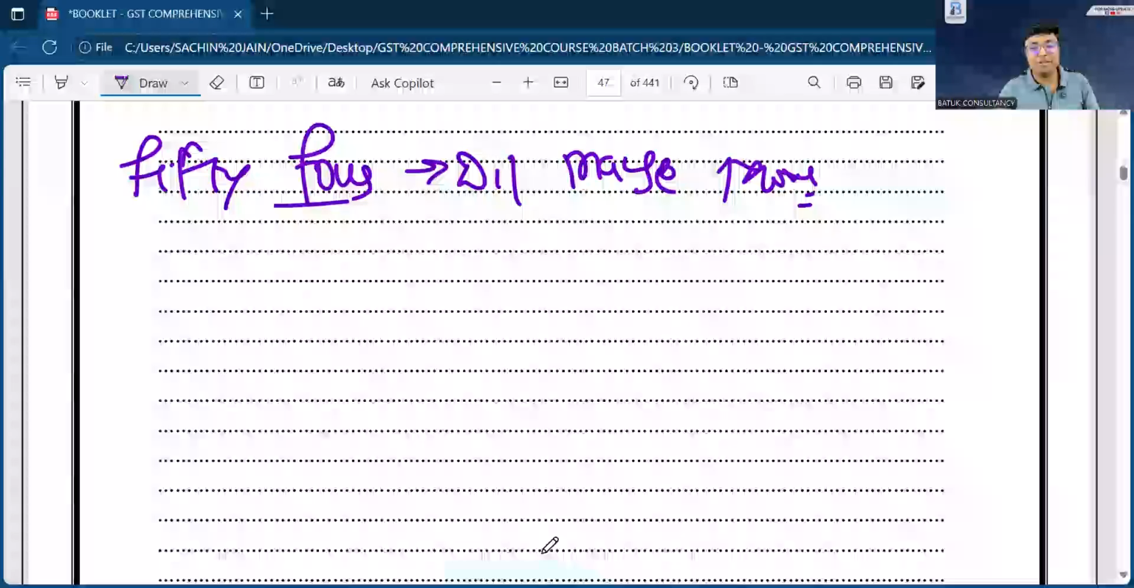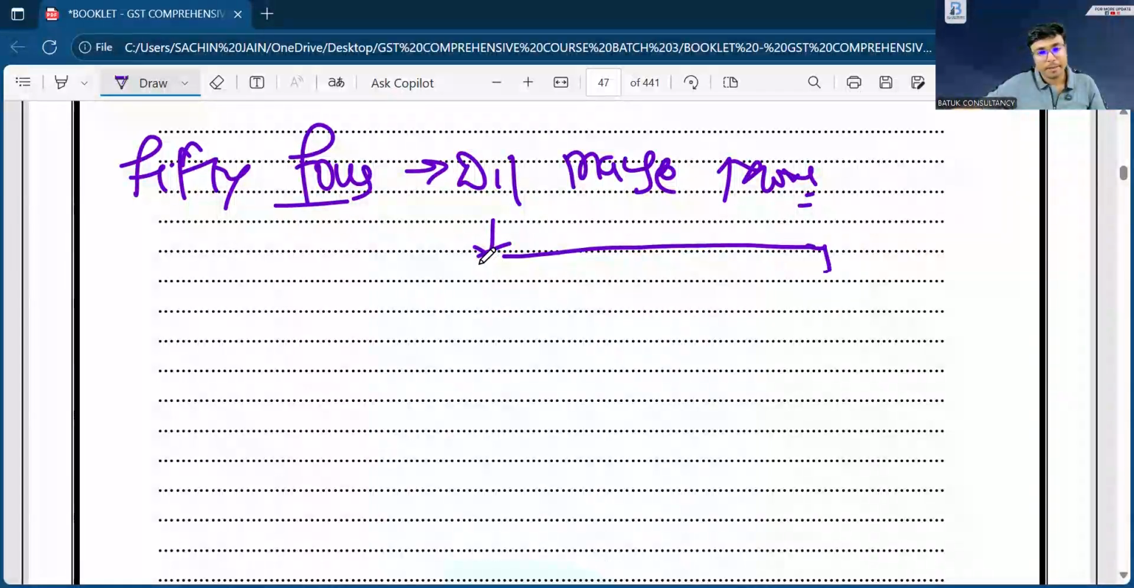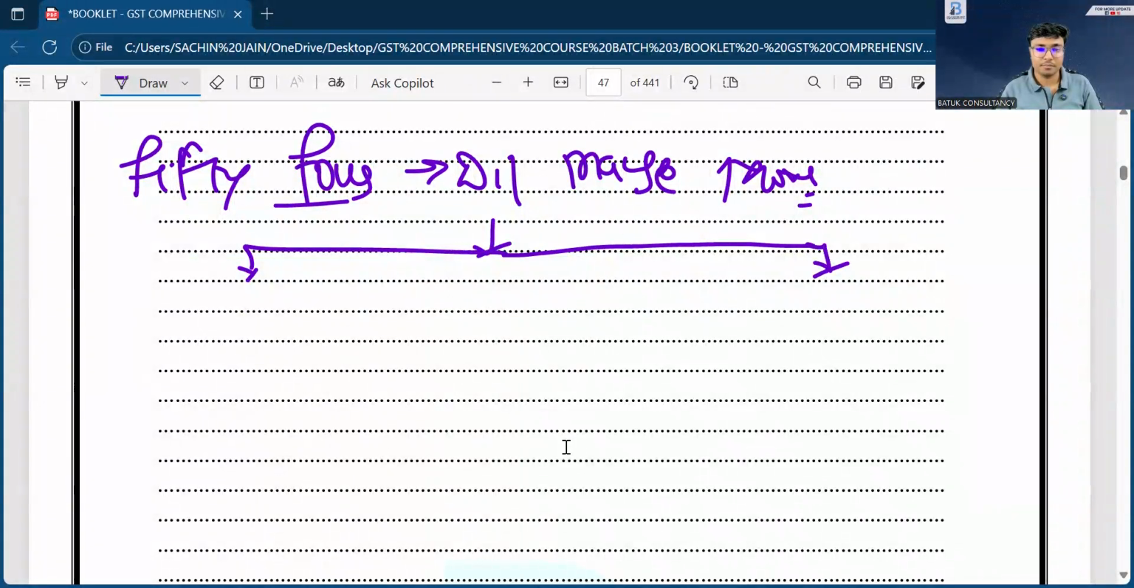Now, section number 54, two types of refunds are there. One is under inverted duty structure.